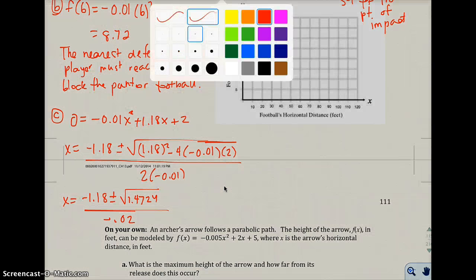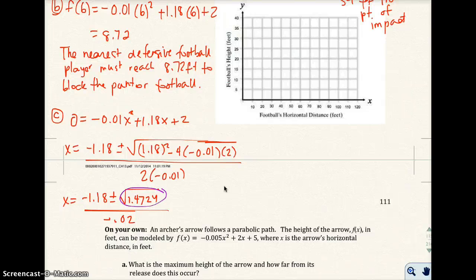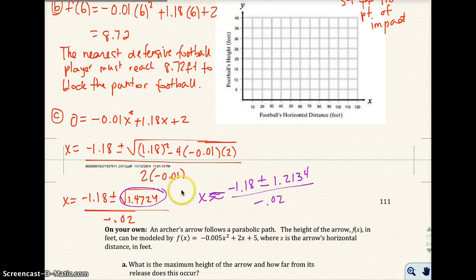So I'm going to go ahead and approximate this right here. Okay, so the square root of 1.4724 is about 1.2134. That's approximately negative 1.18 plus or minus 1.2134, all over negative 0.02. Okay, so we get two values. The first value I'm going to do negative 1.18 plus this, then hit equals, and then divide by this.